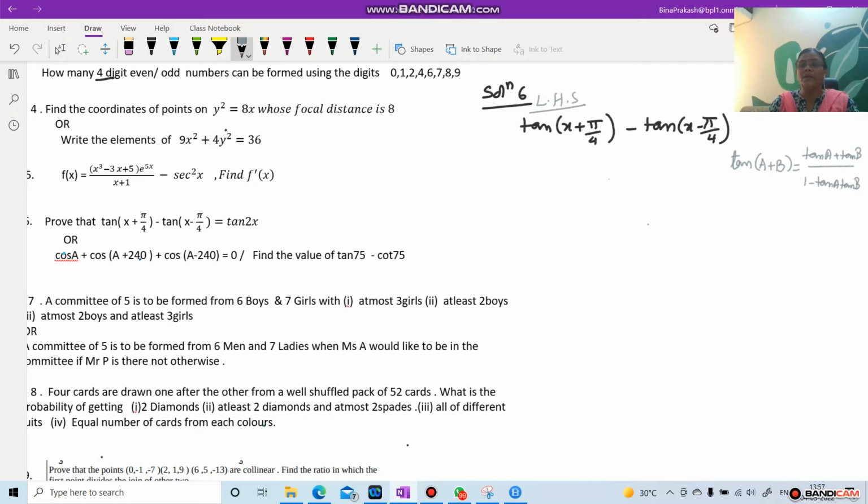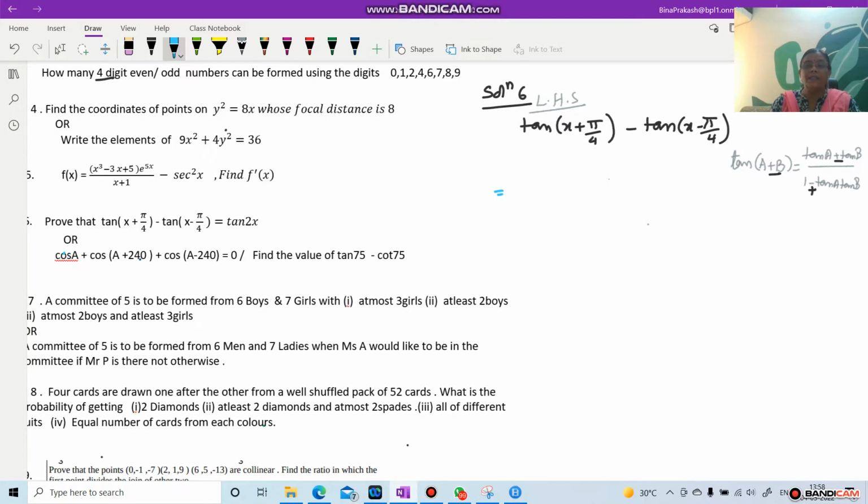So what is tan A plus B? It is tan A plus tan B upon 1 minus tan A tan B. And what will tan A minus B be? Only difference is a minus sign. So this will be tan A minus tan B upon 1 plus tan A tan B. So let us apply the formula. It's the application of the formula, so no need to copy this. Just apply it. Write the expression on the basis of this formula.